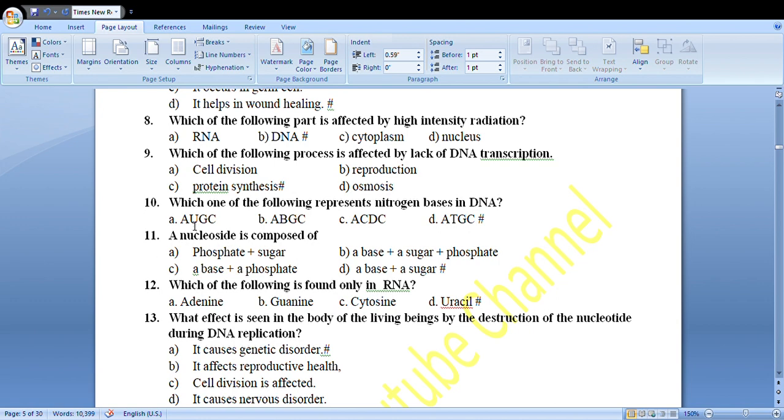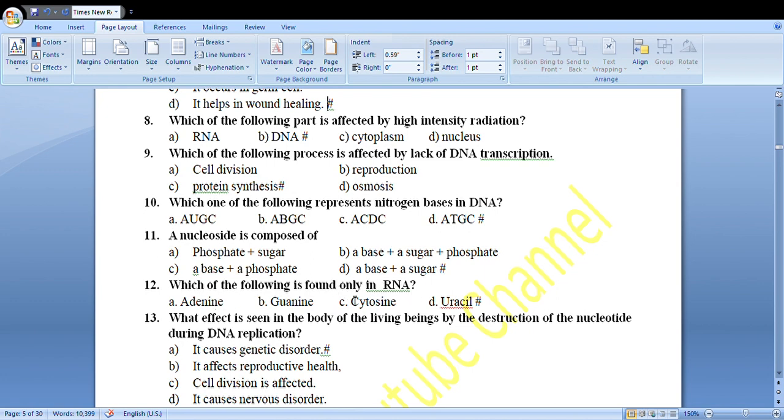Which of the following represents nitrogen bases in DNA? DNA contains adenine, thymine, guanine, cytosine. So ATGC is the correct answer. A nucleoside is composed of a base and a sugar. A nucleoside consists of a base and sugar.